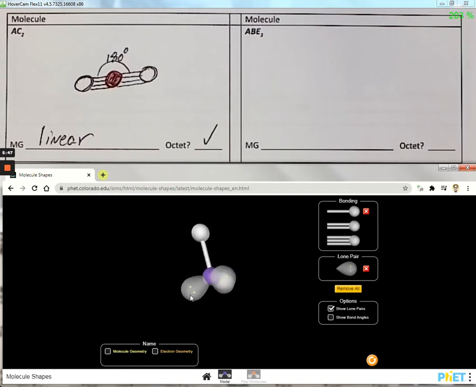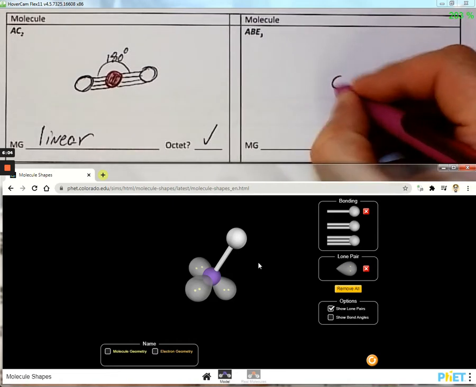I'll take a look there. Depending on how I have it spun, I can either point it toward myself or point it to the side there. I think putting it like that's going to be the easiest way to draw it. So on my paper, I'm going to start with my central purple atom.